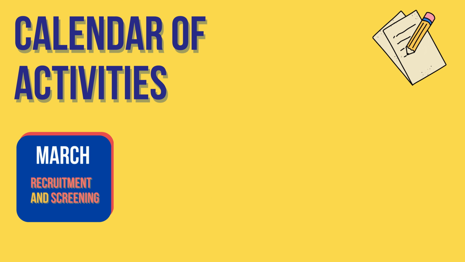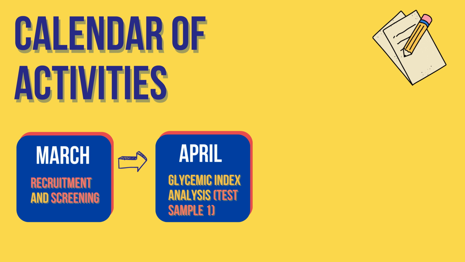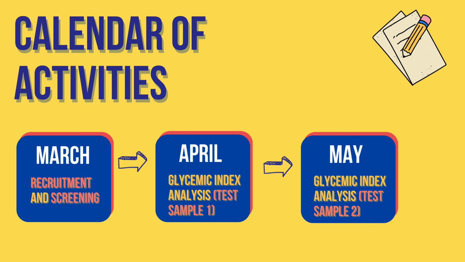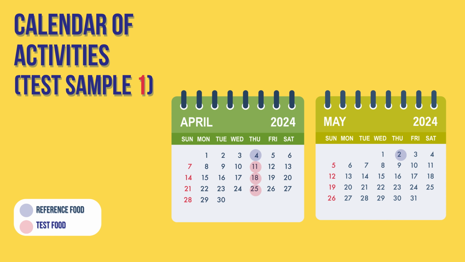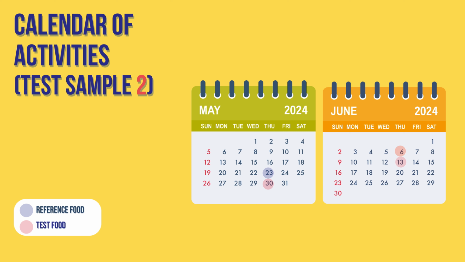The Glycemic Index GI study spans a period of 2 to 3 months. The study participants' orientation is scheduled for March 25th. The blood collection, finger pricking and glucose analysis will take place on 9 separate days, specifically on every Thursday of April to May for test sample 1 and reference food. While for test sample 2, it will be conducted every Thursday from May to June.